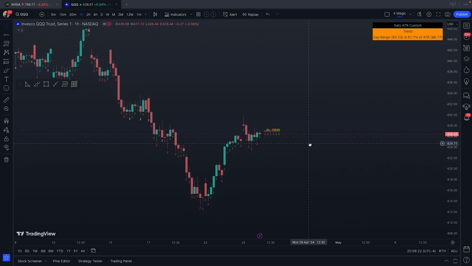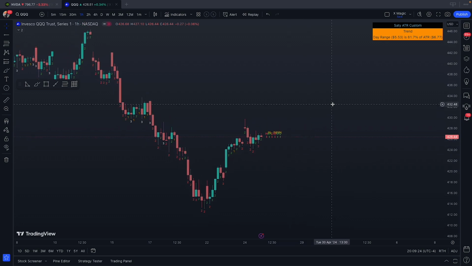All right, let's stay with QQQ for now. So the strat, which is the strategy that I use, it's literally called the strat. So if you ever ask me what's your strategy called, that's what it is. The strat was created by Rob Smith. He was a floor trader for quite some time.